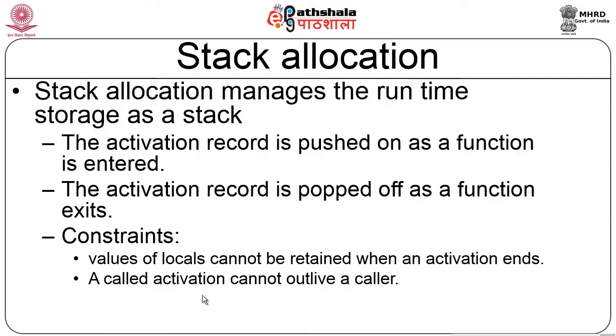So when A calls B, if B creates some variable, and A wants to refer to the address of that variable, that cannot happen, because once B returns, the address which B has created is gone. So A cannot access that. That is the problem here, because the called activation cannot outlive a caller.